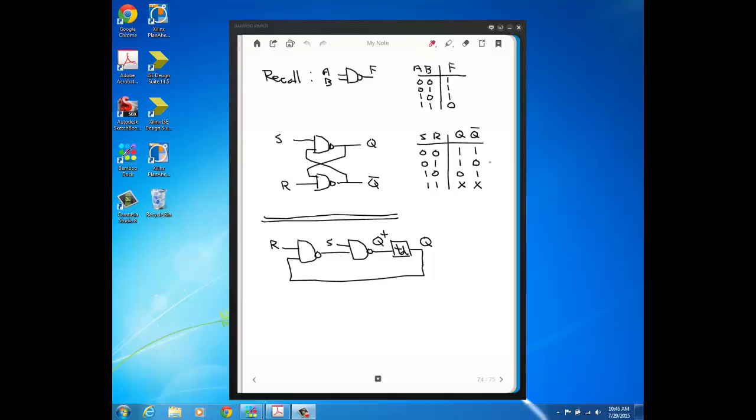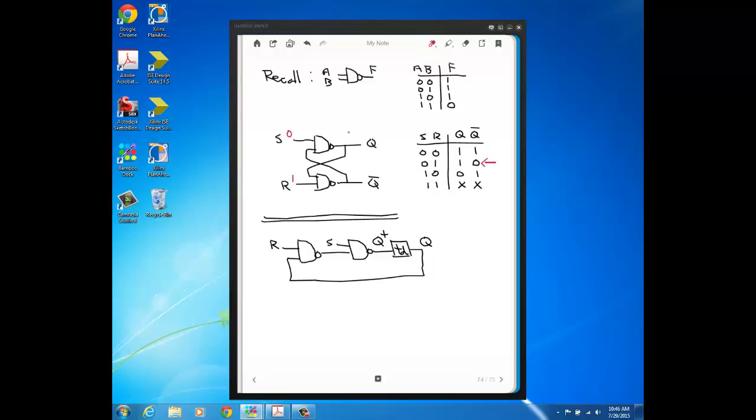So we're going to look at this row right here, the set condition, where S is 0 and input R is 1, and we're going to prove that Q is 1 and not Q is 0.